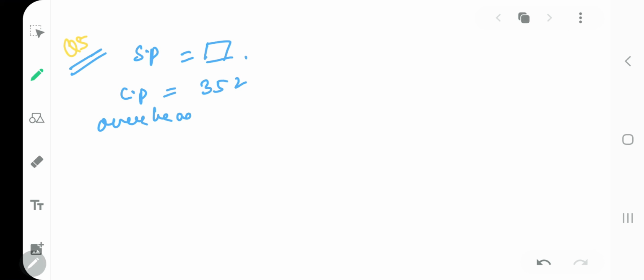Next is problem number 5, which says find the selling price if... You have to find selling price this time. CP is given to you as 352 and overhead expenses. What do you mean by overhead expenses, my dear kids?